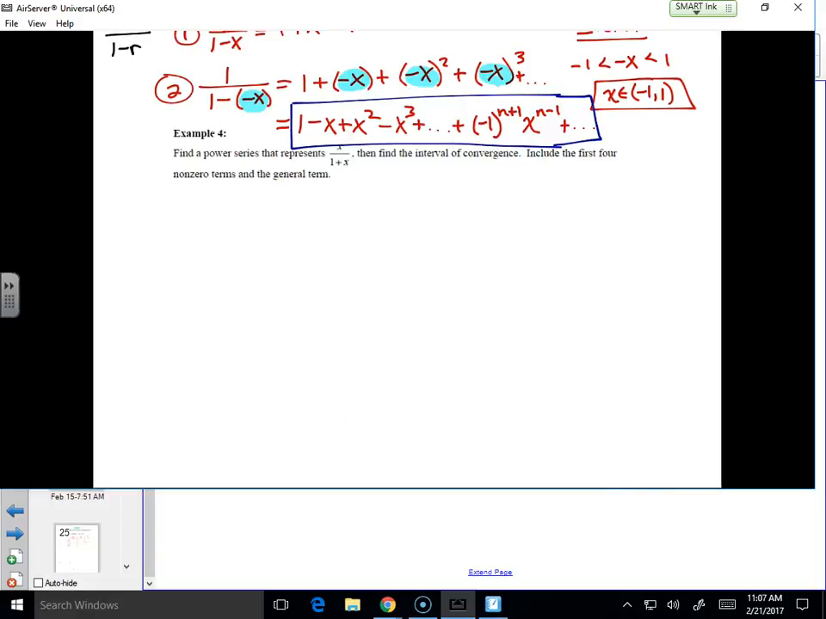Example number 4. Find a power series that represents x over 1 plus x. Well, what do you think we're going to do now? Oh, this one. If this was a separate problem, what would we do? We would start here. Why? Well, we know him. Who is he? 1 plus x squared. And we would say, okay, let's make it 1 minus negative x.